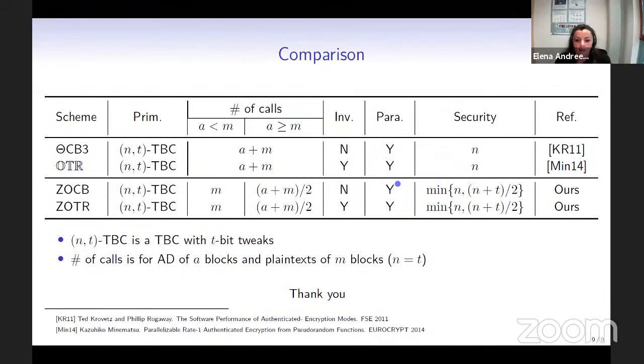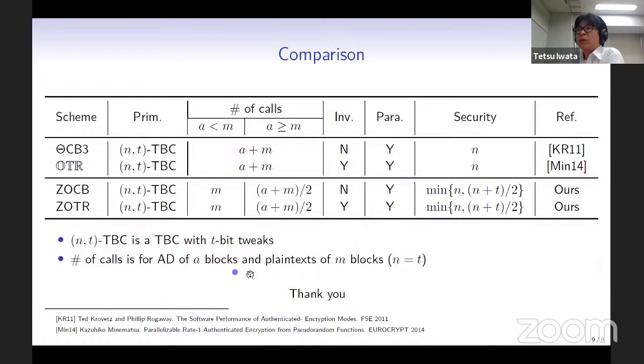No more slides. Sorry. So finally, let me briefly compare ZOCB and ZOTR to the previous designs. The number of primitive calls is for associated data of A blocks and plaintext of M blocks, where we assume that the block length is the same as the tweak length. If A is less than M, we can eliminate the entire primitive calls needed to process associated data. And if A is larger than M, then we can reduce the primitive calls to a half of OCB3 and OTR.